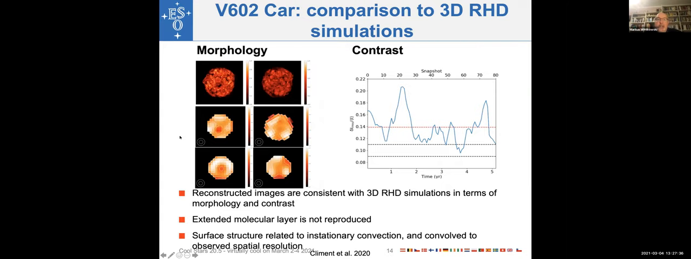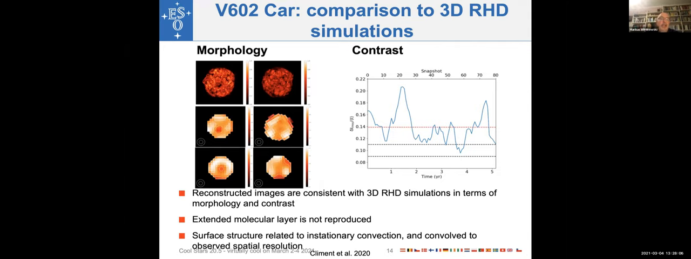again 3D RHD simulations by Bernd Freytag and Andrea Chiavassa. On the left, you see the most similar snapshots on the top. Then we convolved them to the spatial resolution that we have. In the middle panel, and in the lower panel, is again the observation. You see that the morphology, I mean, we cannot expect to find a snapshot that exactly resembles any particular observation, but at least it looks very similar.